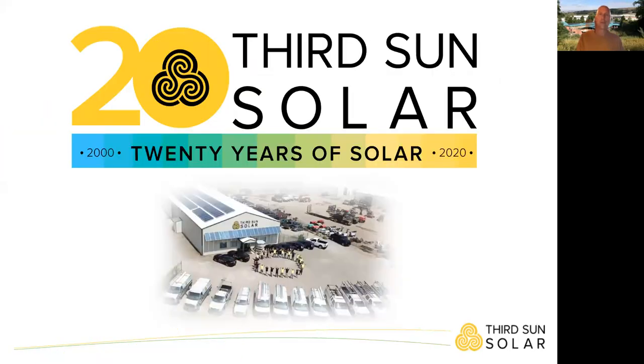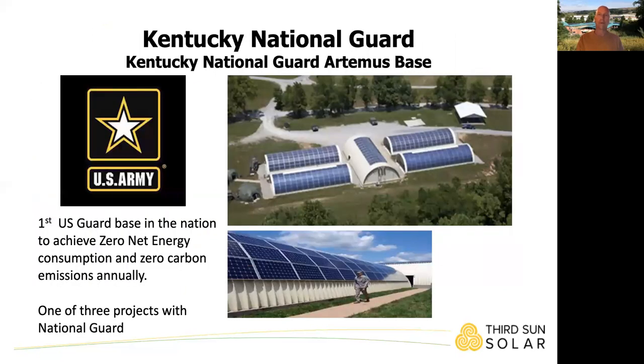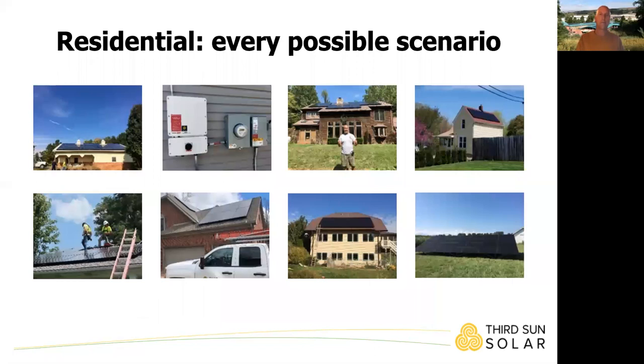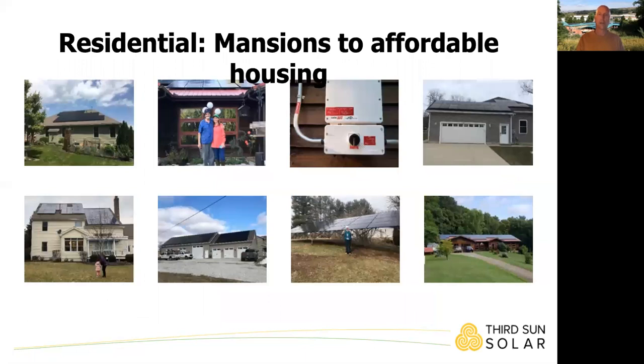So Third Sun Solar has been doing this for 20 years. We've got more than 1,000 projects under our belt, and it ranges from residential of every size and shape to some federal facilities, such as the first net zero building for the US Army in the nation, or actually in the world. More residential projects all over Indiana, Ohio, Pennsylvania. A federal project we did, very high visibility. More residential projects, some with storage, some on the ground, some on the roof.